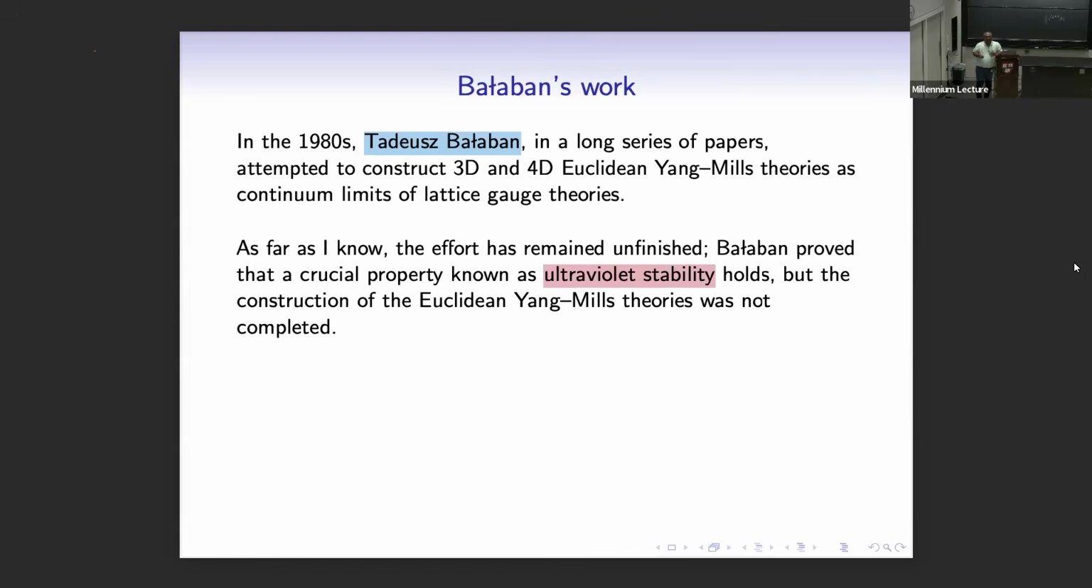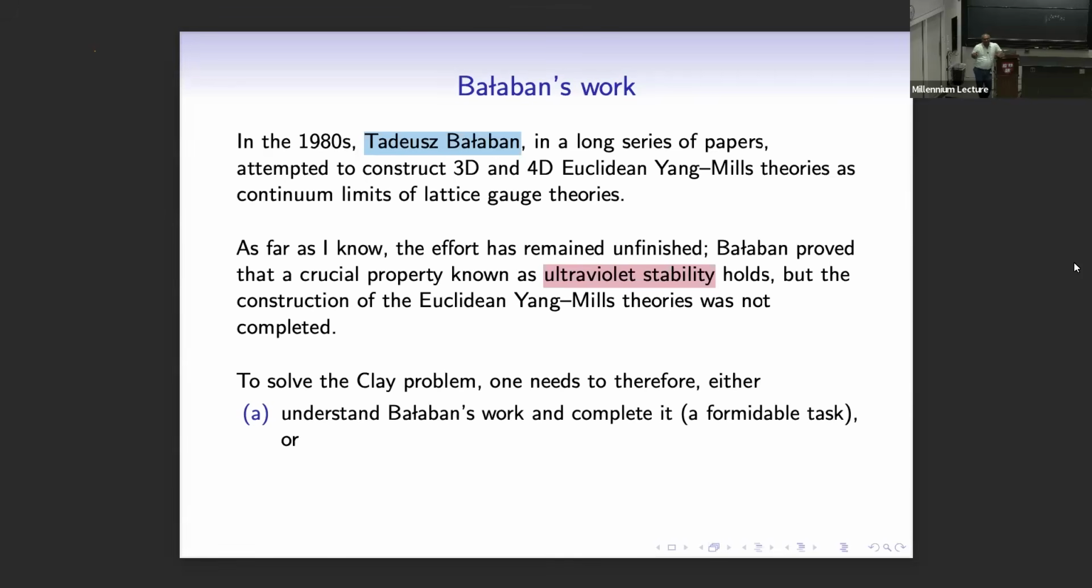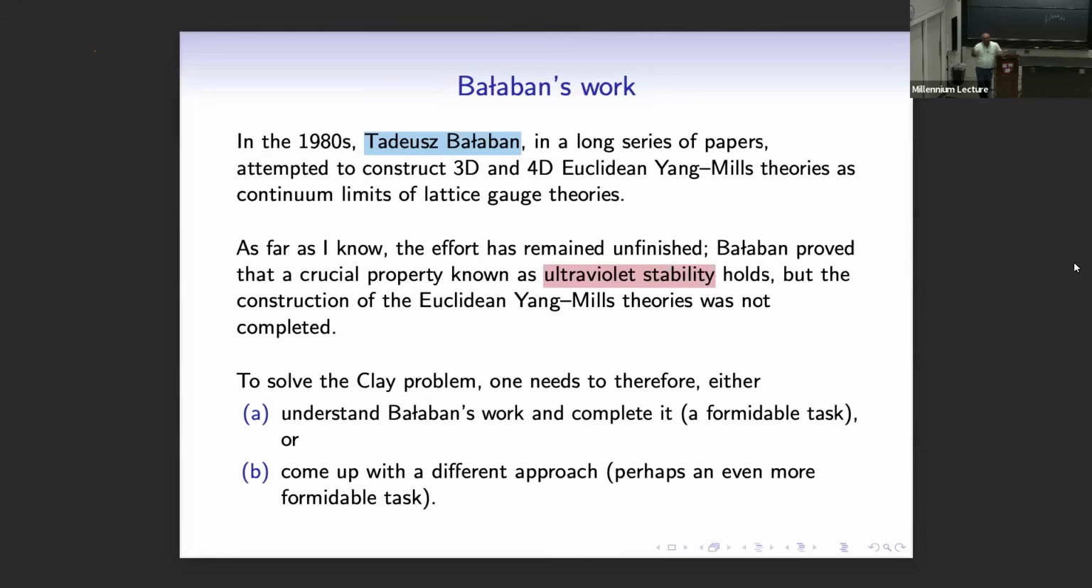So as far as I know, this effort has remained unfinished. Bałaban proved that a crucial property known as ultraviolet stability holds, but the construction was not completed. And so to solve the Clay problem, there are two things that you can try. One is you have to understand Bałaban's work and complete it. Okay, so that's a very formidable task. And believe me, I've tried. Or come up with a completely different approach. And I don't know if that will be easier or more difficult than the first one. So there are these two paths that you can try, and it's just saying A or A complement, but that's okay.